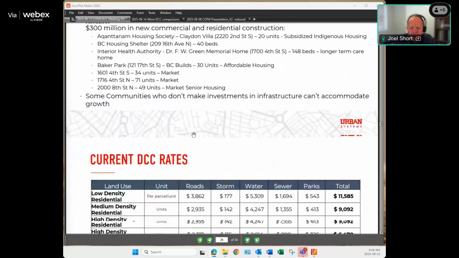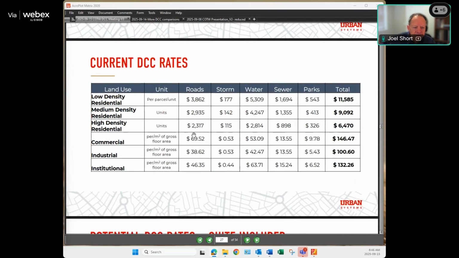Okay, so now let's move on to the rates themselves. So these are the current DCC rates, and just as a refresher, you can see we've got roads DCCs, stormwater DCCs, water DCCs, sewer DCCs, and parks DCCs, and they're divided into different categories: low density, medium density residential, high density residential, commercial, industrial, and institutional. One that we use as a bit of a benchmark is the low density residential cost per parcel or per unit, and it's about 11,500 or so.